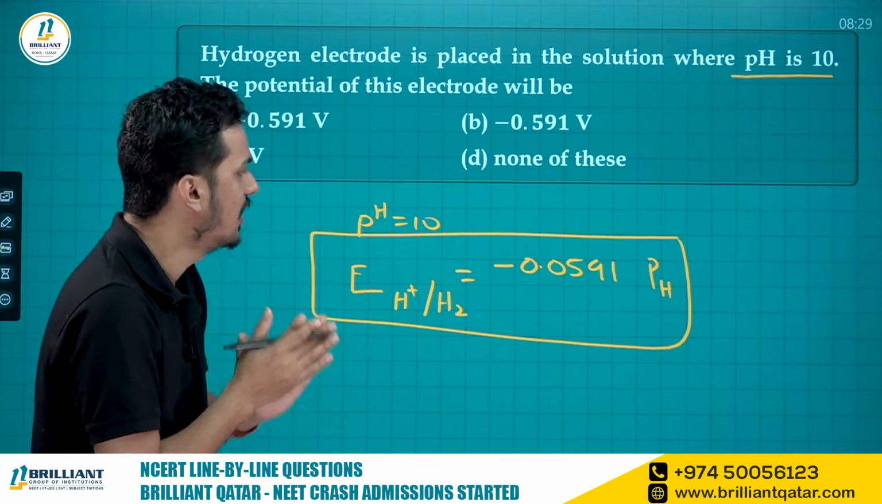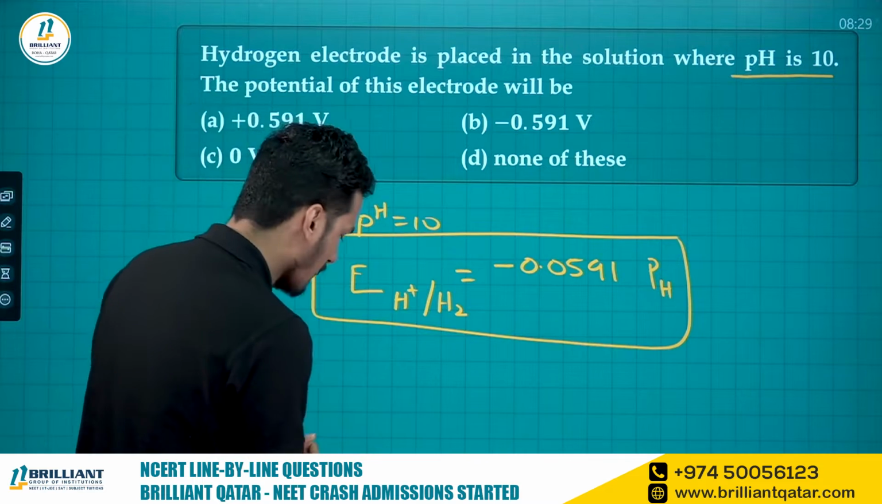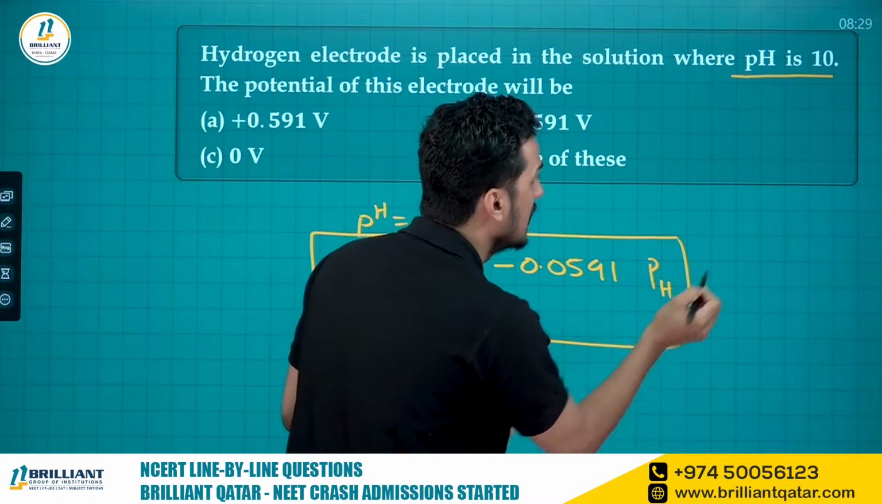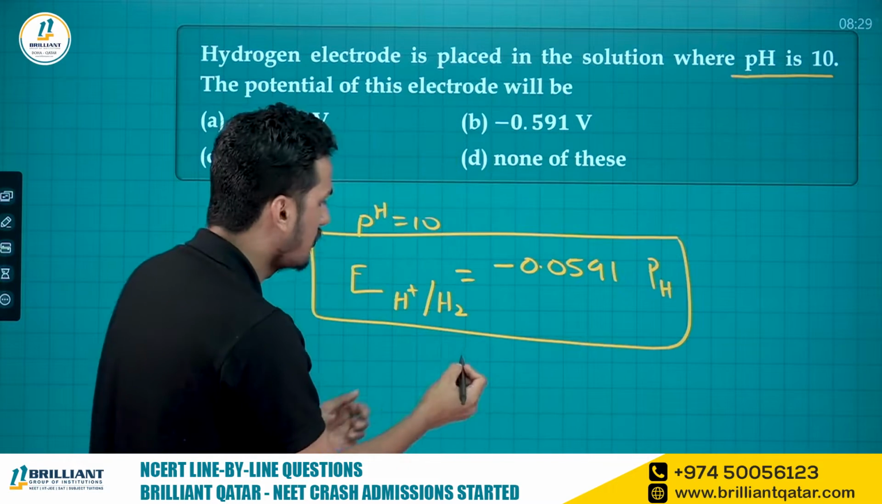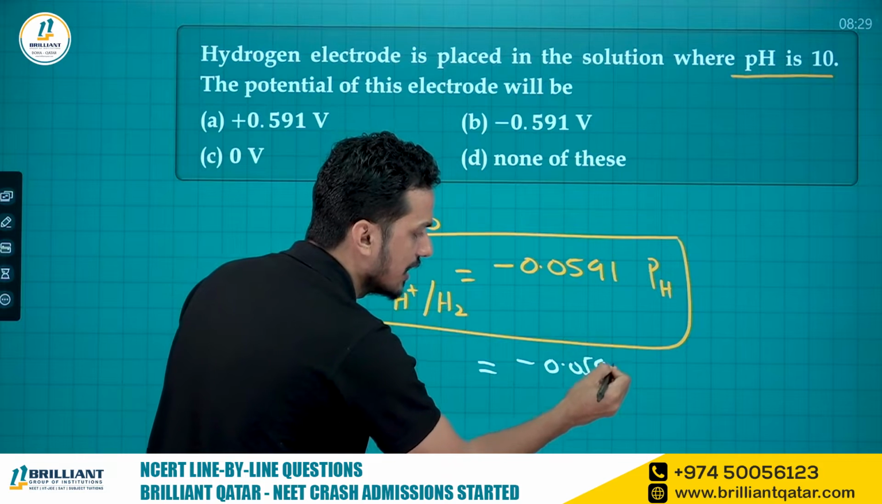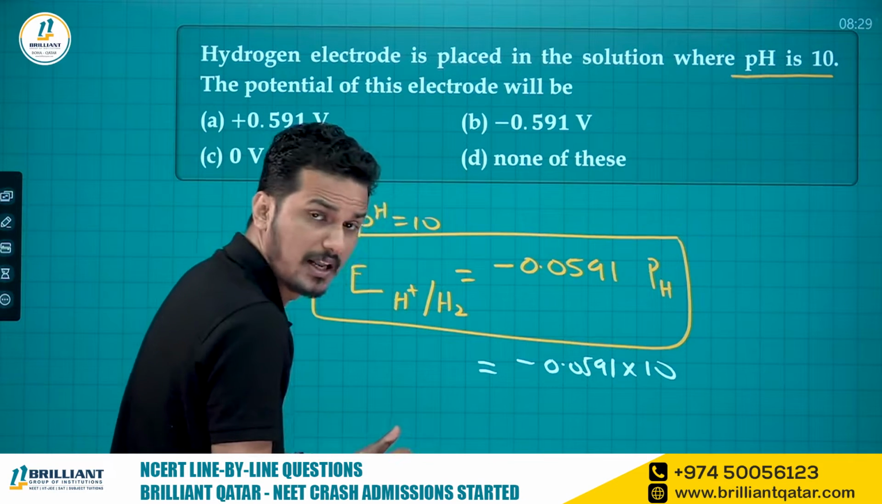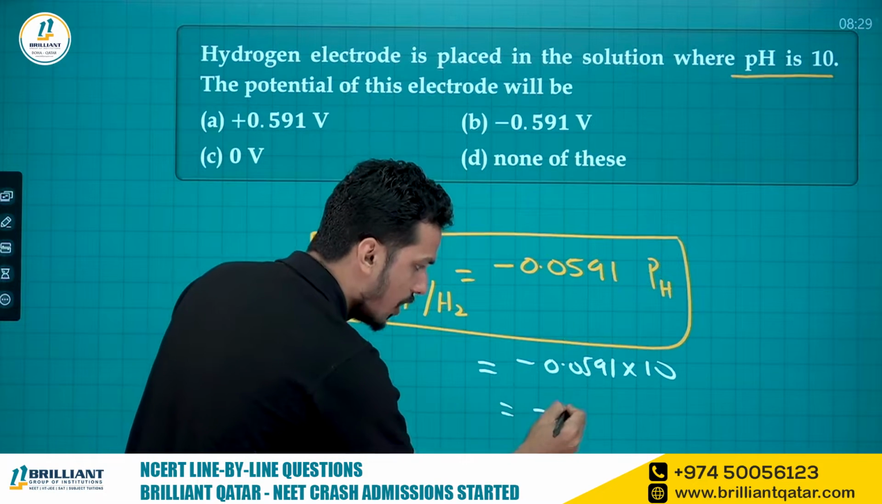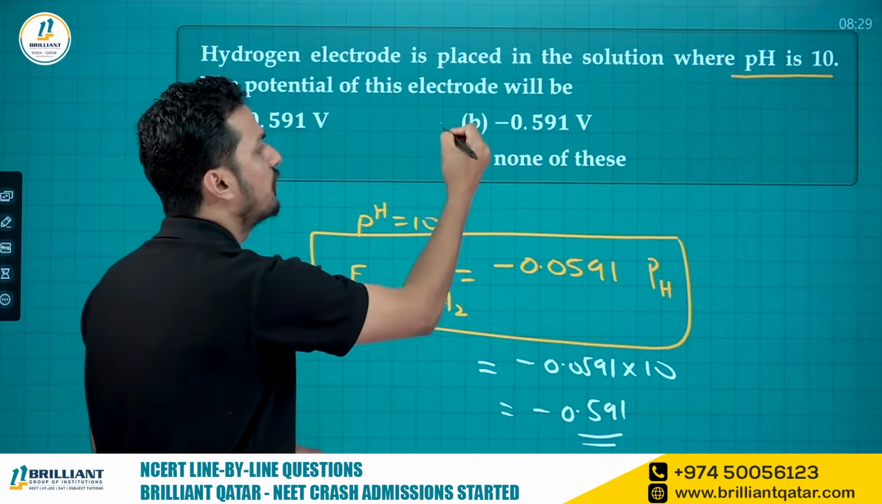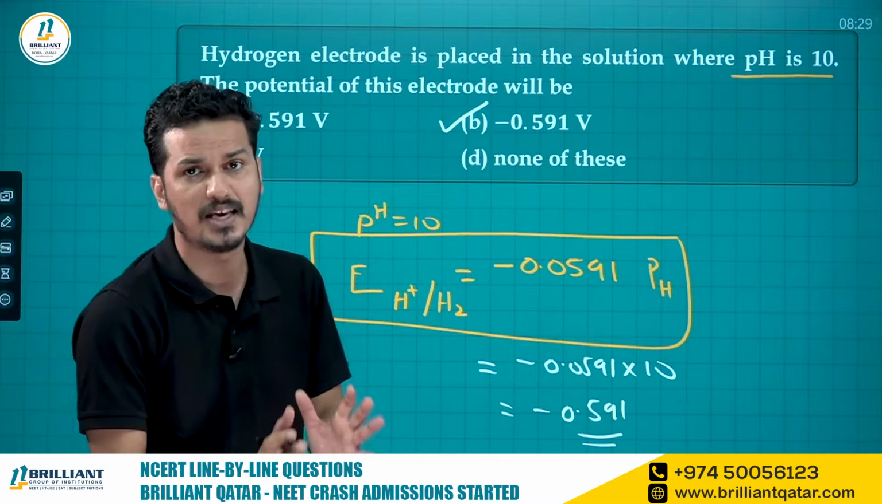Ready? Then what's the value of pH they have given, guys? The pH value is 10. Now you can find out easily: minus 0.0591 into 10, meaning minus 0.591. So the value is minus 0.591 volt. Option B is the correct answer.